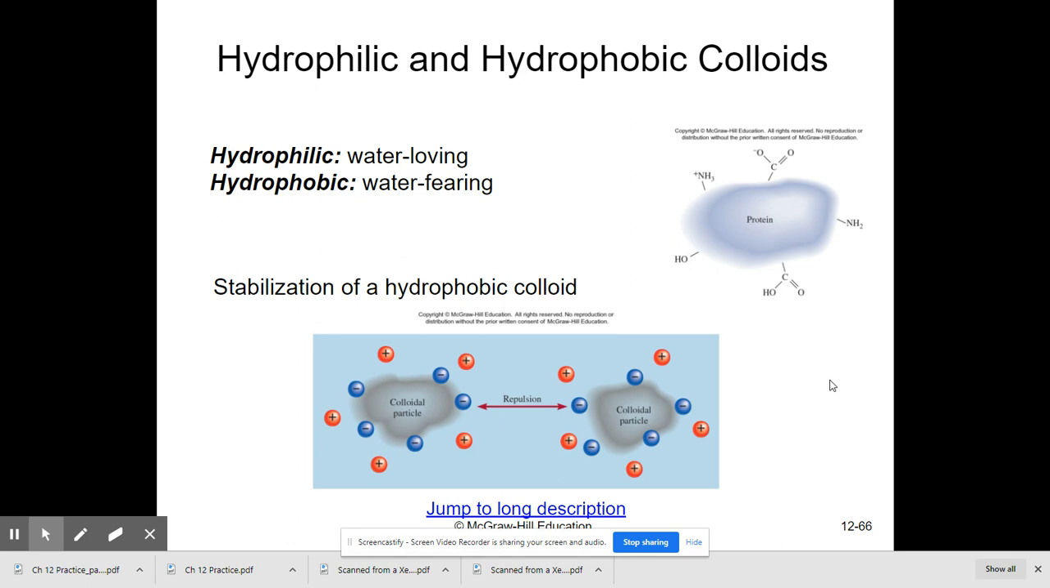We can look at hydrophilic and hydrophobic colloids. Hydro meaning water. Hydrophilic is water-loving. Hydrophobic is water-fearing. If you've taken AP Bio, you probably recognize some of these terms because they're bio-related. And so it changes the way that ions behave around whatever colloid we're looking at.